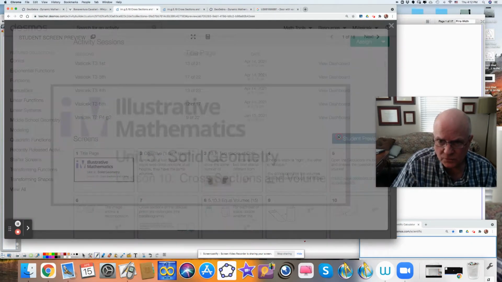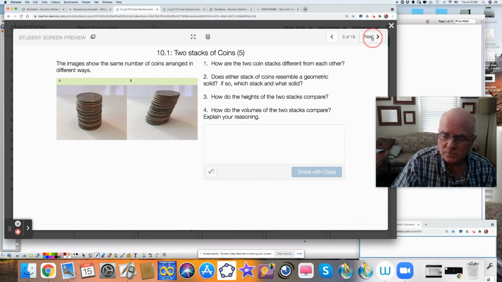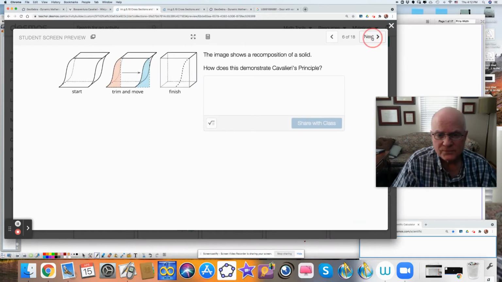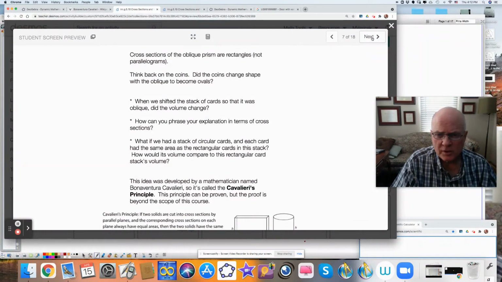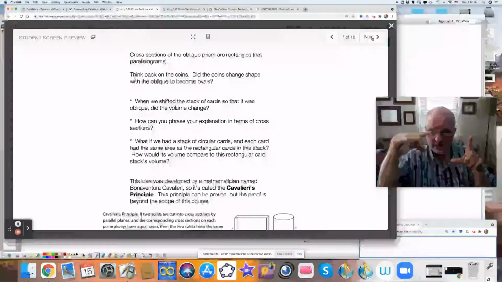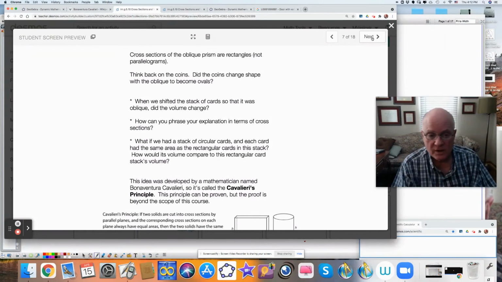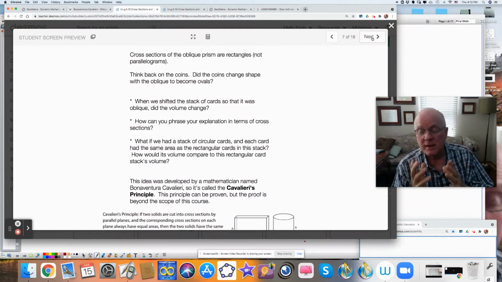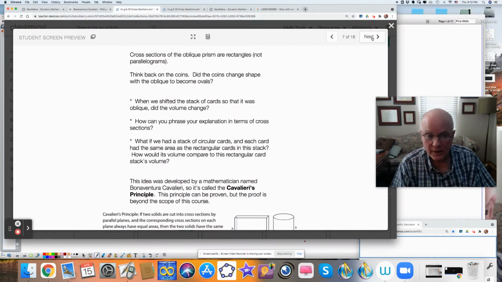Going back to our Desmos. Cross sections of an oblique prism are rectangles, not parallelograms that are not rectangles. They're rectangles all the way up. If we have cards, think back on the coins. Just because we made it oblique didn't make them ovals. They were still going to be round all the way up. So when we shift the cards so it's oblique, did the volume change? No. Can you explain your explanation in terms of cross sections? All the cross sections were the same all the way up.